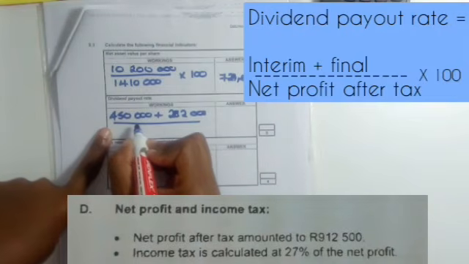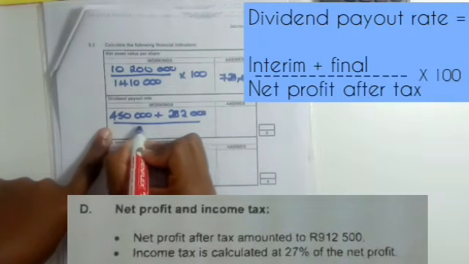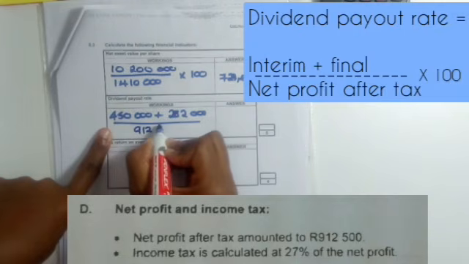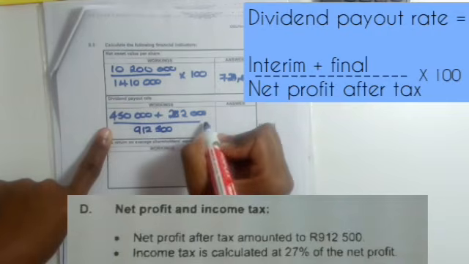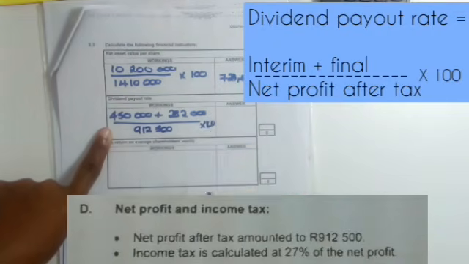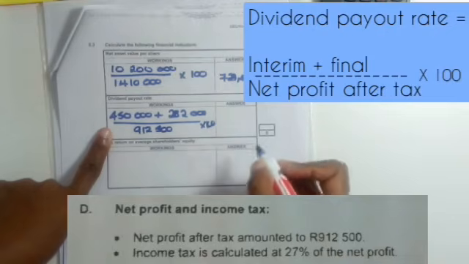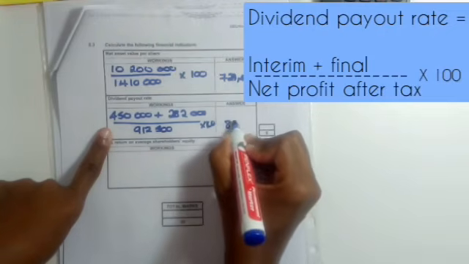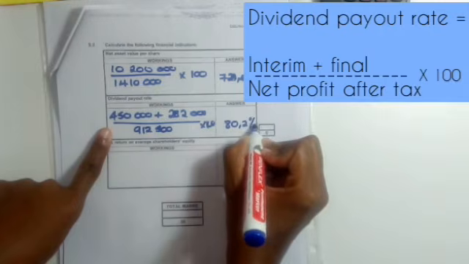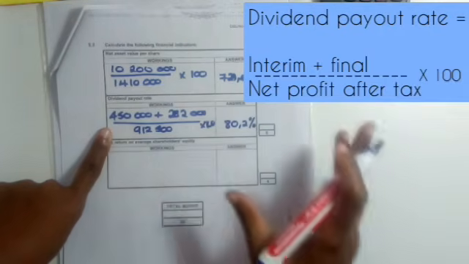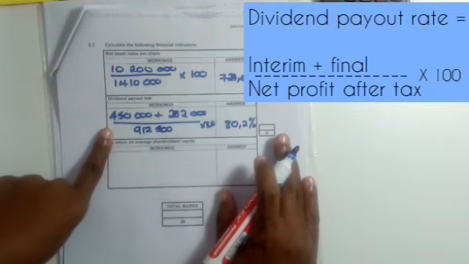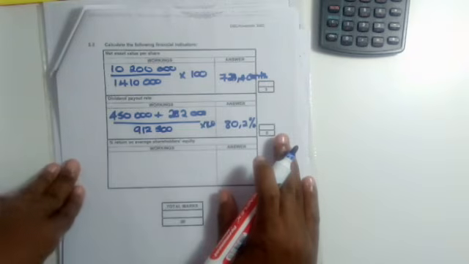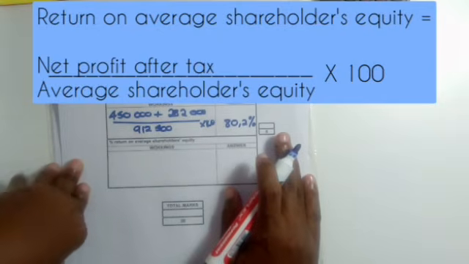Our net profit after tax is in information D at 912,500, and you are multiplying everything by 100 this time because we want to turn it into a percentage, and that gives you 80.2%. There are other methods of doing this, but this is the one that I prefer given the information that we have been given. And then our last indicator is percentage return on average shareholders' equity.